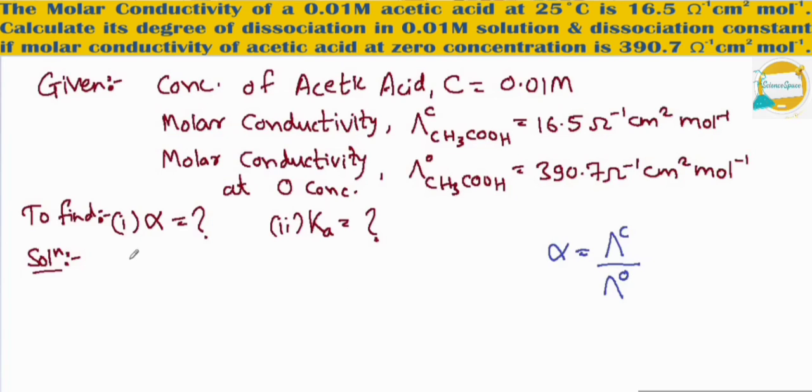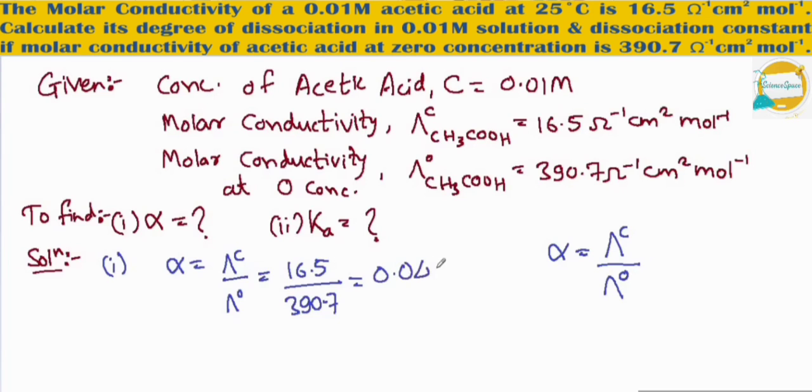So when we will put the values of these two molar conductivities in the formula of alpha, we will get 16.5 upon 390.7, and the final answer after calculating this value will be 0.0422. So this is the value of degree of dissociation, that is alpha.